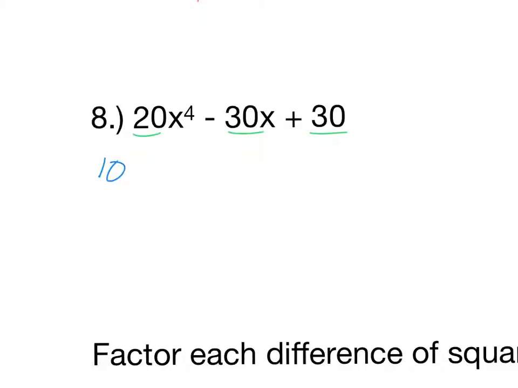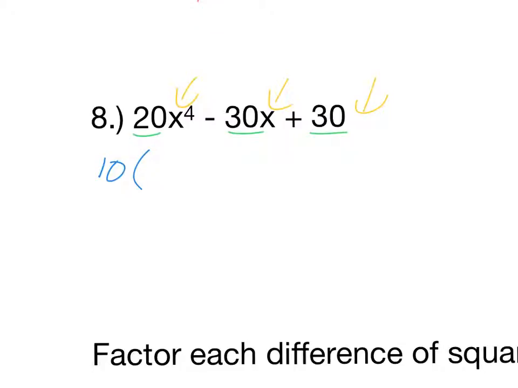Now, if you look at the variables, we have x to the fourth, x, and then nothing over here. So the first two have an x, but the third one does not. Now remember, in order to be able to factor out a variable, the variable must be present in all the terms of the polynomial. So because it's not present in all of the terms, we can't take out an x. The only thing we could take out is a 10.